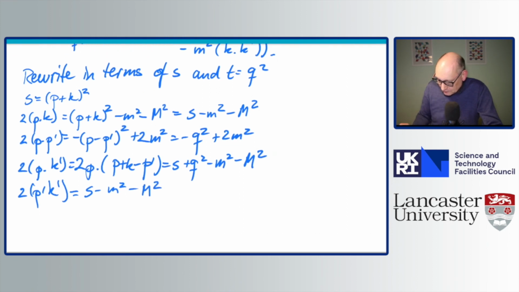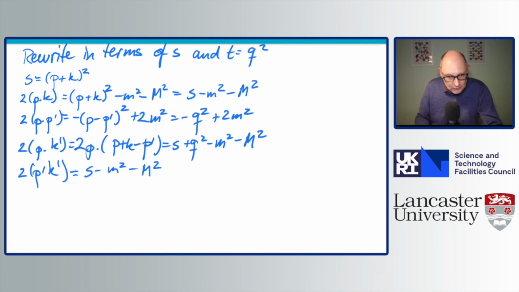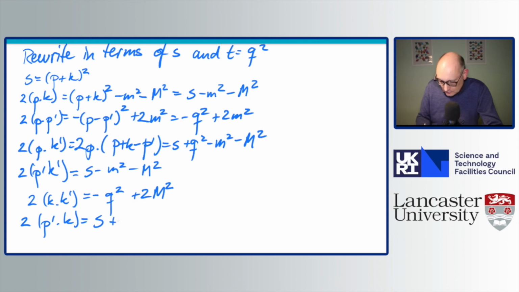That's not really surprising because we know that in a 2-to-2 scattering, there are only 2 scattering angles that will parameterize the scattering amplitude. So 2 k dot k prime is equal to minus q squared plus 2 capital M squared, and 2 p prime dot k is equal to S plus q squared minus m squared minus capital M squared.